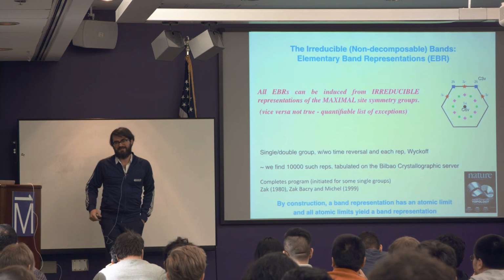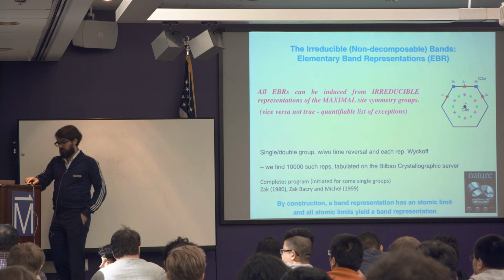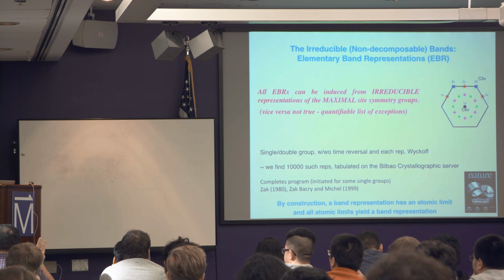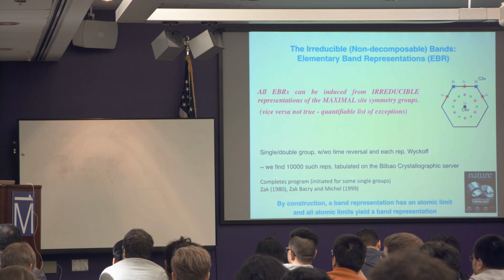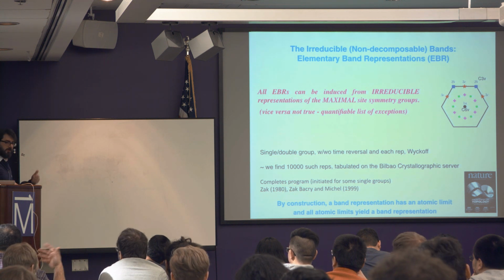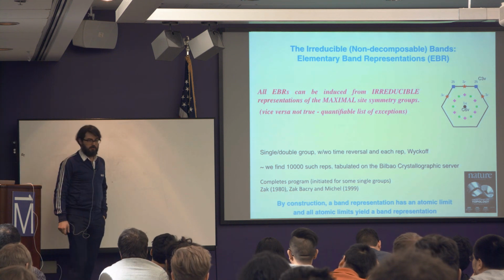Okay, so yes. Naive question maybe: aren't all these irreducible representations of subgroups tabulated already? They're tabulated on the Bilbao Crystallographic Server, all of them, yeah. I mean, their Berry phases are not tabulated, but something about them. The high symmetry point representations are all tabulated.